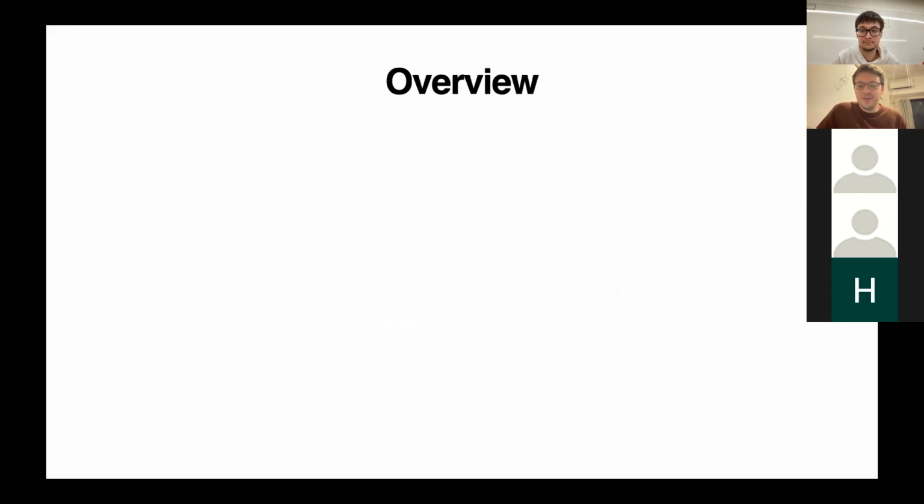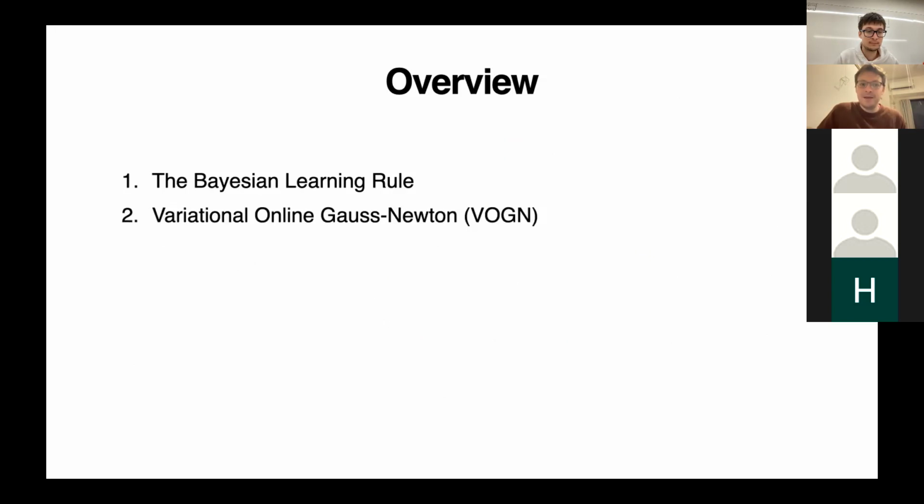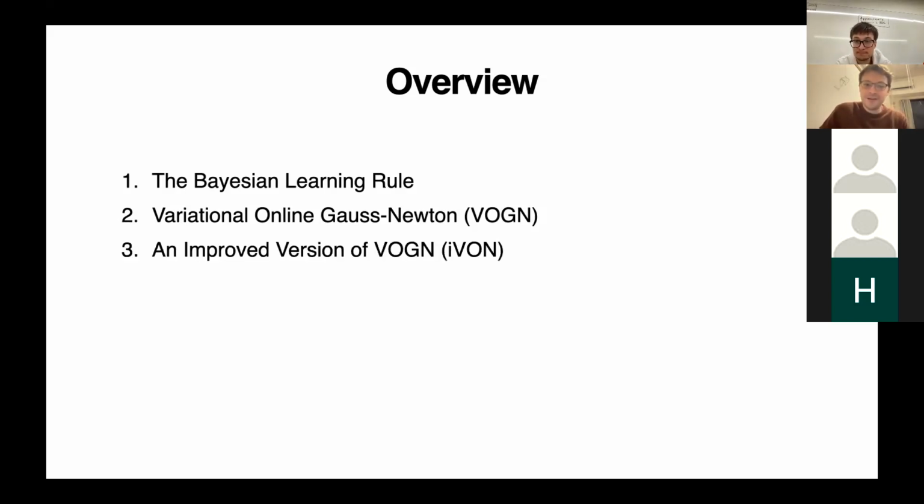And so here's an overview of the talk. I will talk about the Bayesian learning rule and how that rule helps us to achieve these 3 points, A, B, and C. Then the Bayesian learning rule can be approximated to give something called the variational online Gauss-Newton optimizer, called VOGN. I will briefly go into that. Then there's an improved version of VOGN, which was already published, but we developed it for deep learning more for this competition, which we call IVON. And finally, I will give a summary of our results.